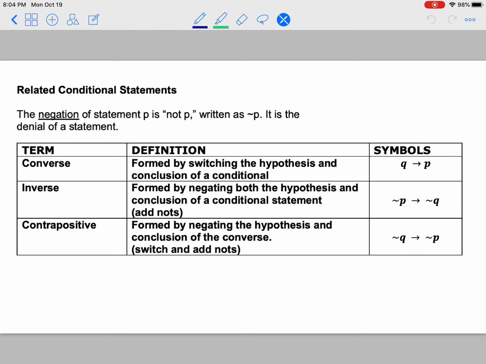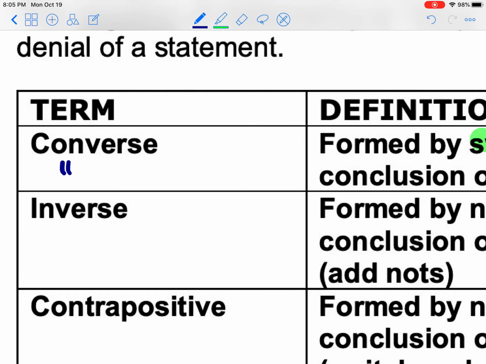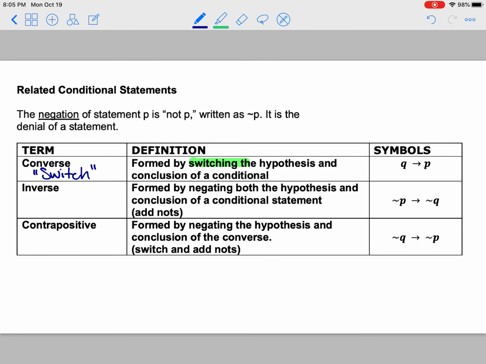Okay, so now what we could do is take conditional statements and we could rewrite them different ways. The first way is to talk about the converse. The key word for converse is switch, and so I want you to add that here. Meaning we take the hypothesis and conclusion and we literally switch them. If and then aren't going to switch. It's like they're glued in concrete. They are going to stay put. But the hypothesis and conclusion, we will switch places with those. And notice over here, the symbols, they switch from P to Q to P.